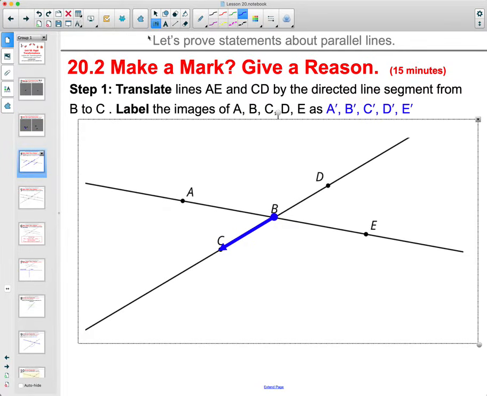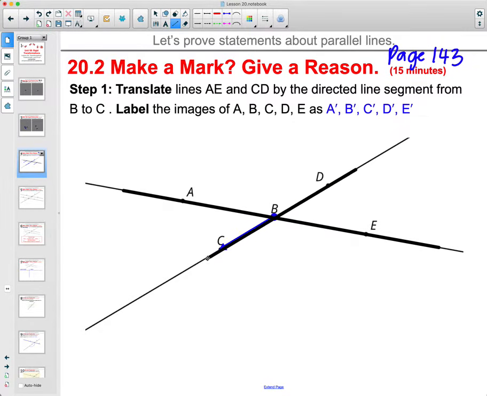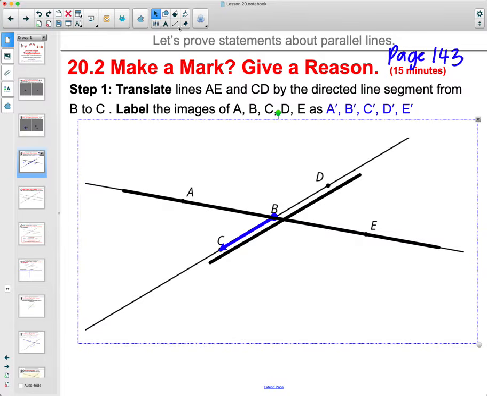All right, then on the next page, page 143, let's take a look here. For this one, step one is going to be to translate line AE and line CD by this directed segment B. So by this directed segment B, that's what we're going to translate on.